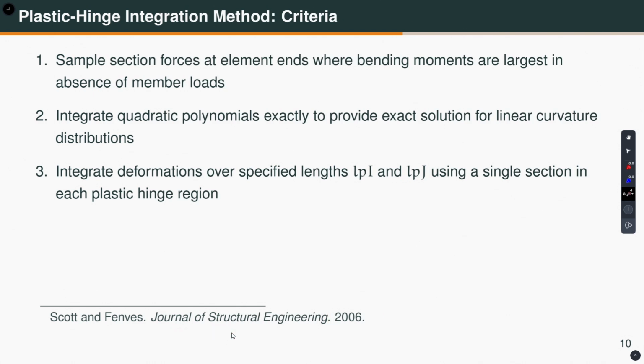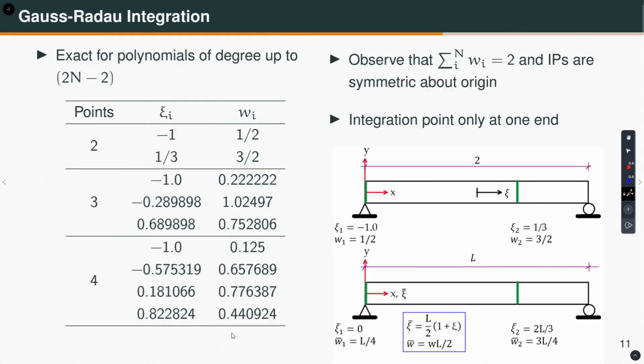So, let me discuss the idea. We talked about Gauss-Legendre, we talked about Gauss-Lobatto. There is another scheme called the Gauss-Radau integration technique. If you recall, Gauss-Legendre is accurate for polynomials of degree up to 2n minus 1. Gauss-Radau is 2n minus 2 and Gauss-Lobatto is 2n minus 3, right. So, we are talking about Gauss-Radau.